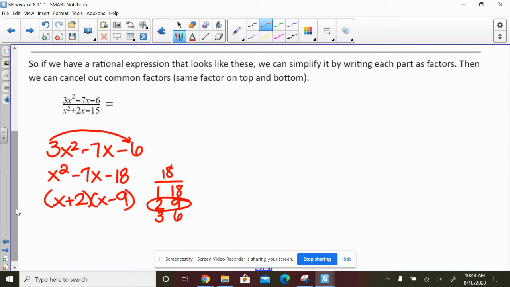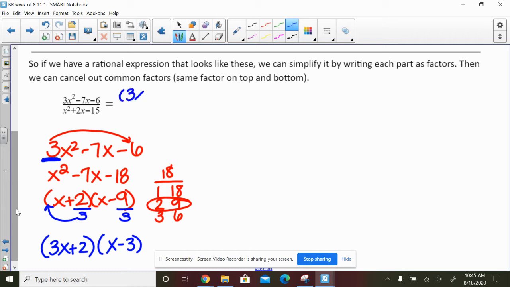Then I have to come back. The number that I originally multiplied by has to be divided back out. So can you divide 2 divided by 3? You cannot. So this 3 will come up in front of the x and become a 3x plus 2. 9 divided by 3 is 3, so I get x minus 3. So that is what the top factors to: 3x plus 2 and x minus 3.